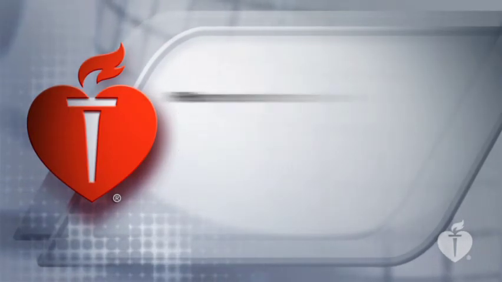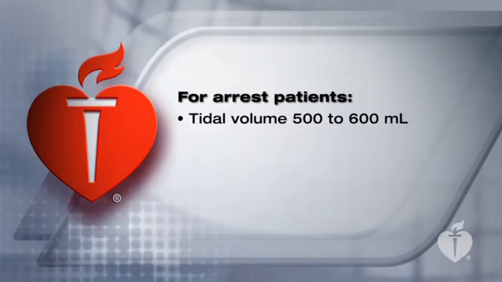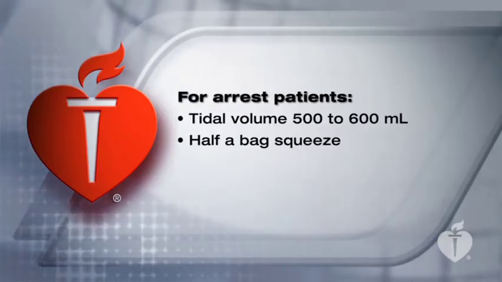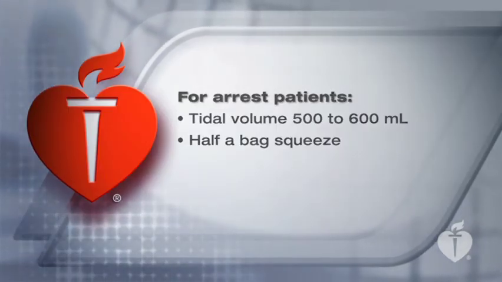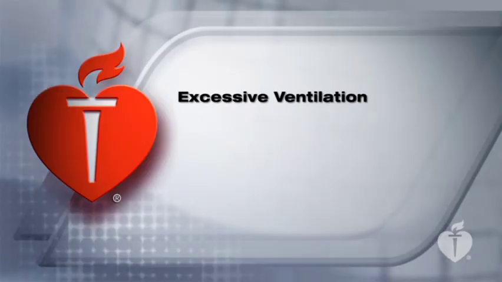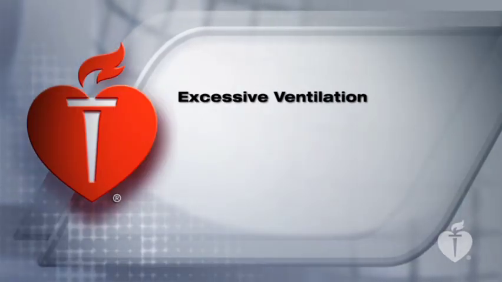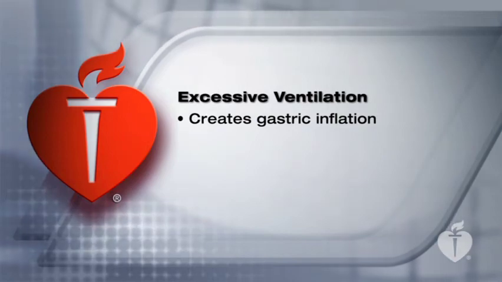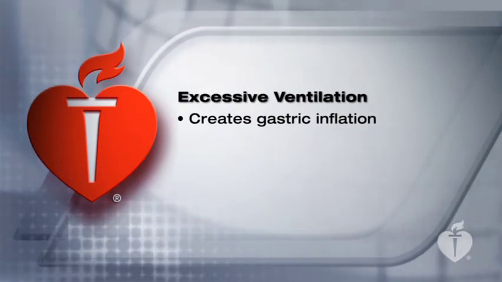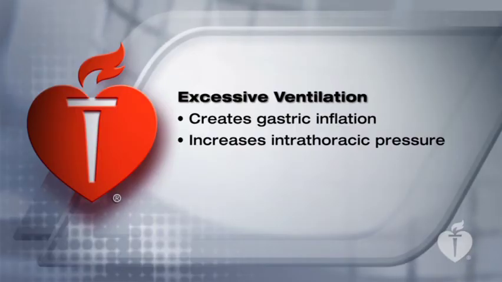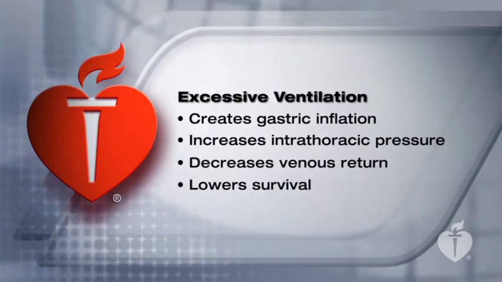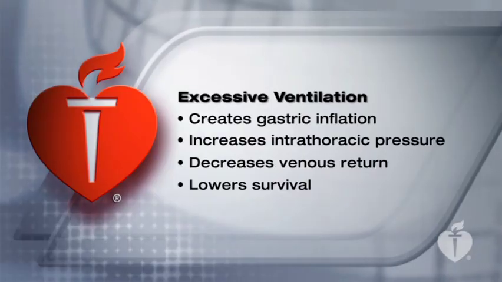For arrest patients, tidal volume should be approximately 600 milliliters, enough to see visible chest rise. This is about half a squeeze of an adult ventilation bag. Providers should avoid administering tidal volumes that are too large or providing excessive ventilation. Not only can this cause gastric inflation and the resulting complications, but excessive ventilation increases intrathoracic pressure, decreases venous return to the heart, and lowers cardiac output and the patient's chance of survival.